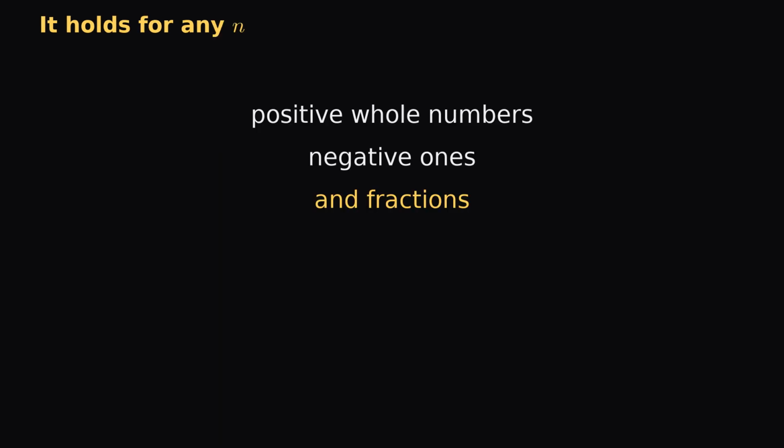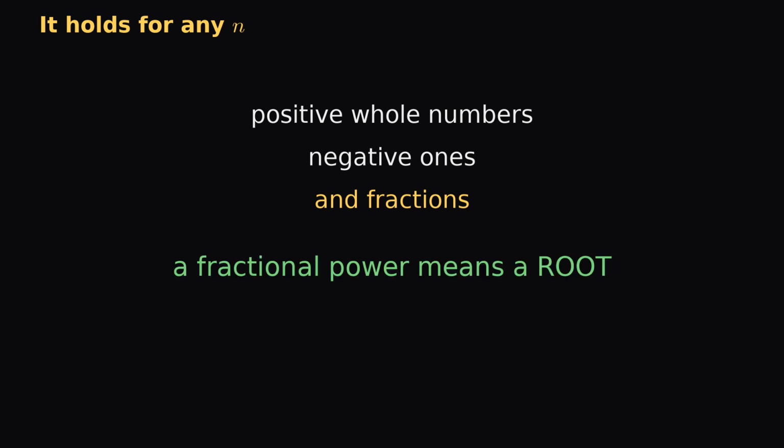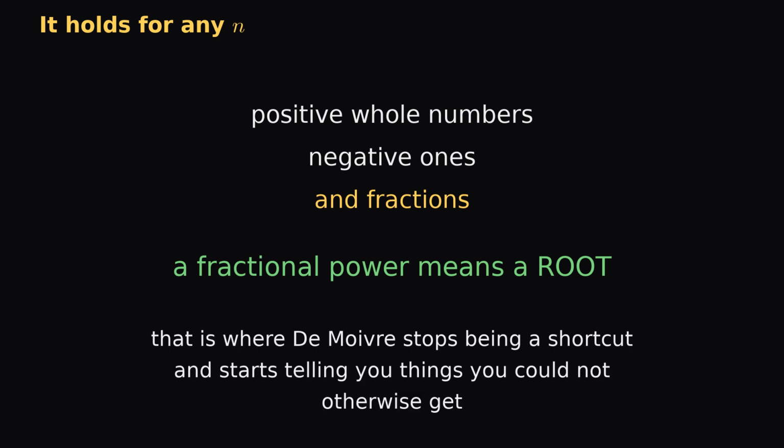And it holds for any n. Positive whole numbers, negative ones, and fractions. That last case is the one that does something genuinely new, because a fractional power means a root. And that is where de Moivre stops being a shortcut and starts telling you things you could not otherwise get.